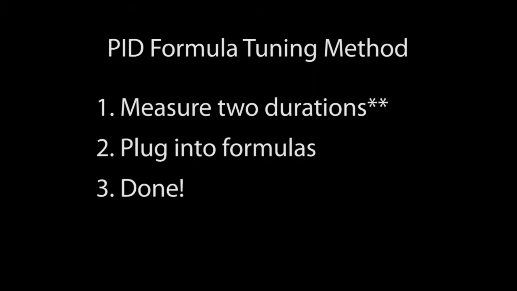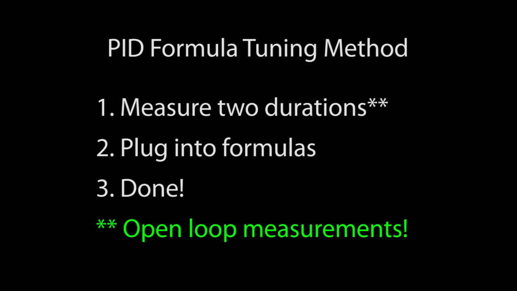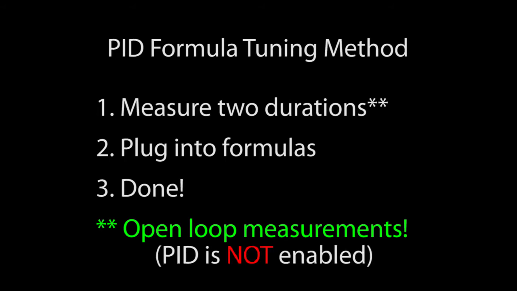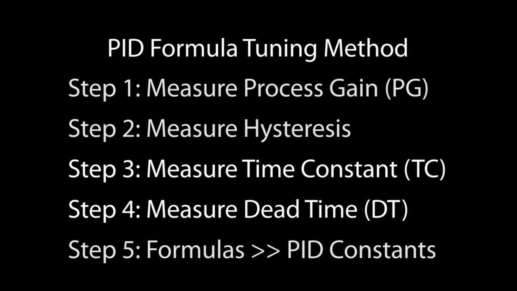And the best part is, we do all of this open loop. That is, PID is not enabled during these measurements, so you're not risking sending your system into oscillation. Normally, you start this process by measuring the process gain, which is how much the process variable changes when we change the manipulated variable. But since we just linearized our system, a change in the manipulated variable gives us the same change in the process variable, so our process gain is 1, and we can skip that step.